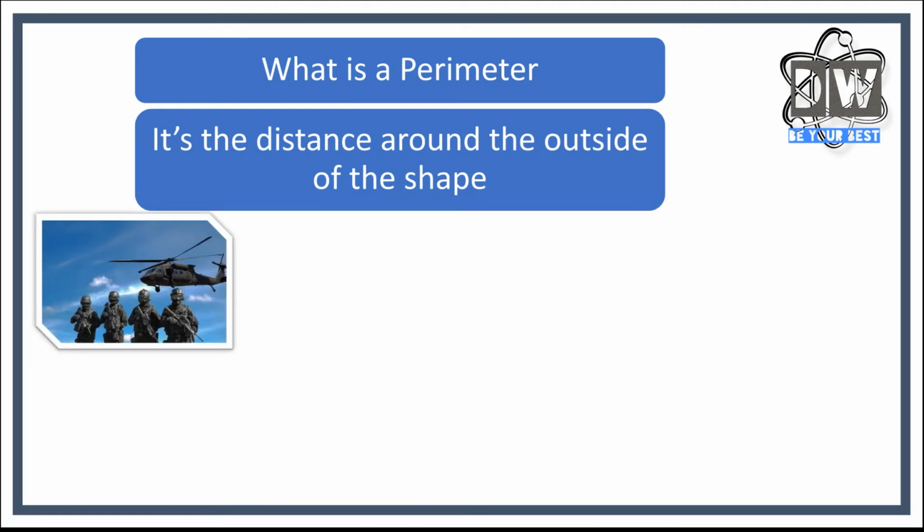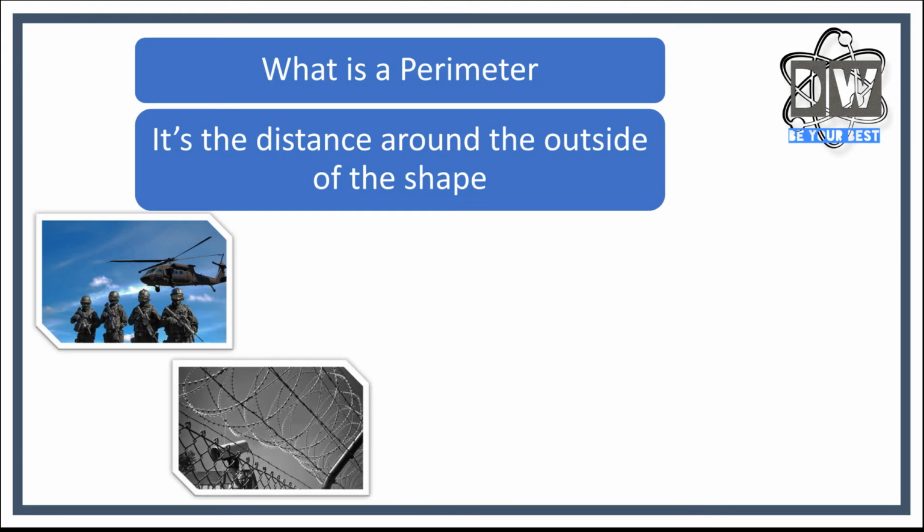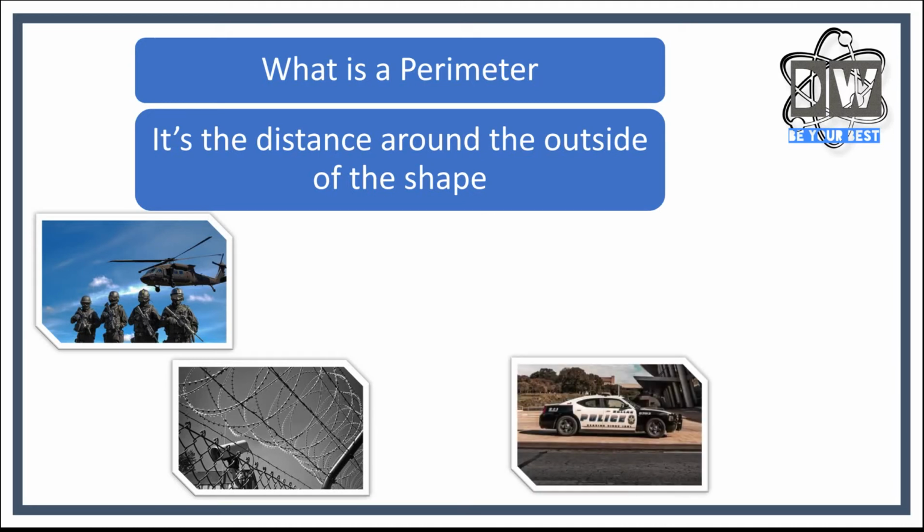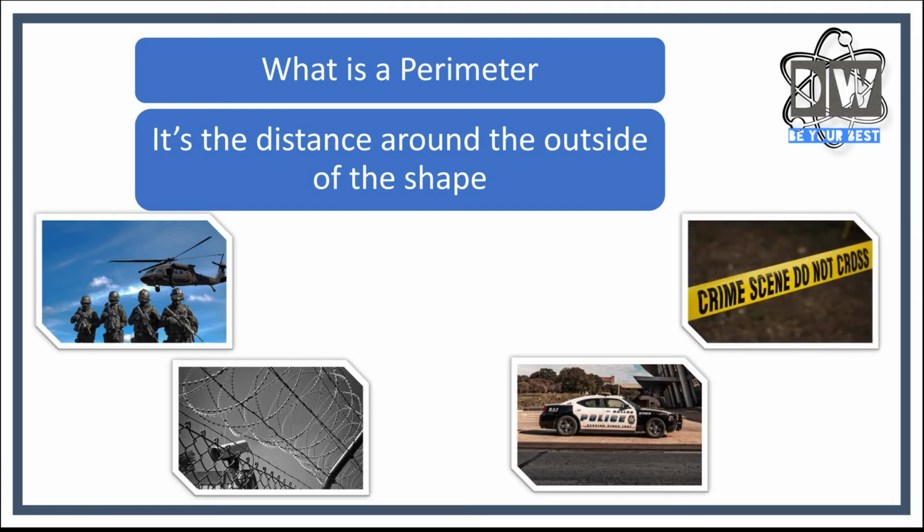Sometimes we may hear this in the army. So when they fly in, they set up a perimeter around their base. They have fences around it, and that's to keep the bad guys out and the good guys in. We have it in a prison. So we have fencing. Hopefully you know what I'm going to say. We have fencing to keep the bad guys in and the good guys out. And we have police, obviously, that might have a crime scene, and they're going to put a perimeter fencing around that to keep people out of that.